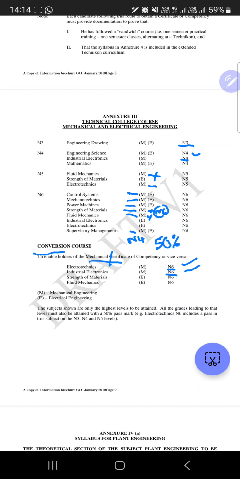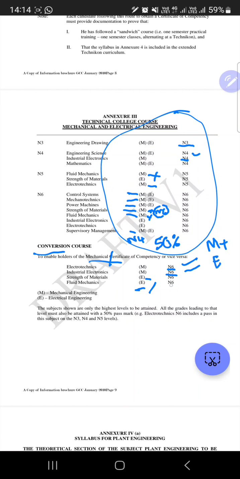But if you are an electrical person and you need to convert to mechanic, you also need these two. These are just conventional courses. So after you have done everything on this side and you just want to jump ship, if you are specialized in mechanic and you want to add electricity, you just add electro and industrial. But remember, you need it from N4, because they all start from N4.